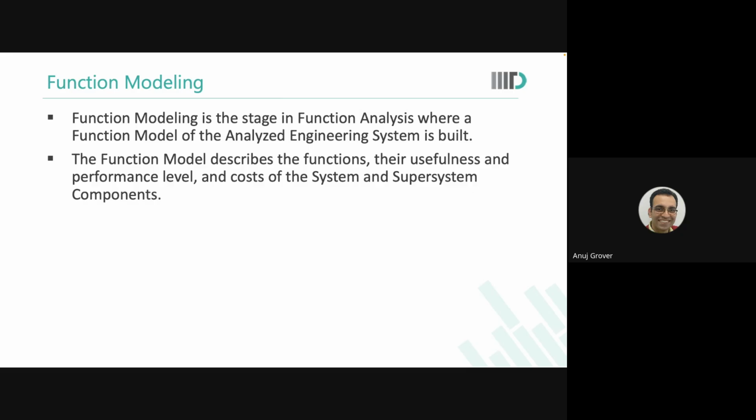Is that okay? So, it feels a bit heavy right now. Don't worry, we will go through the process and we will learn it. It's very complex. In a way, function modeling is?